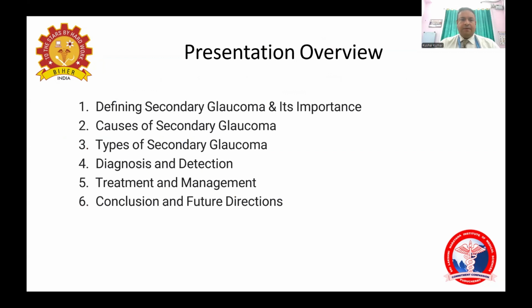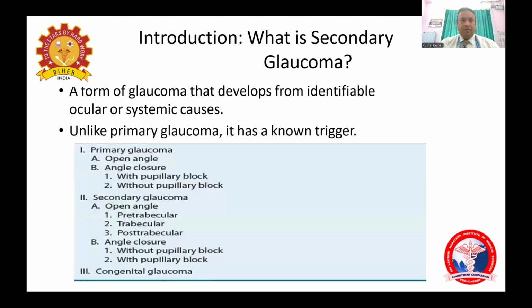To give you an overview of the presentation, we're going to be talking about defining secondary glaucoma and its importance, the causes of secondary glaucoma, diagnosis and detection, treatment and management, and conclusion and future directions. What is secondary glaucoma? It is a form of glaucoma that develops from identifiable ocular or systemic causes. Unlike primary glaucoma, it has a known trigger. So what are the triggers?